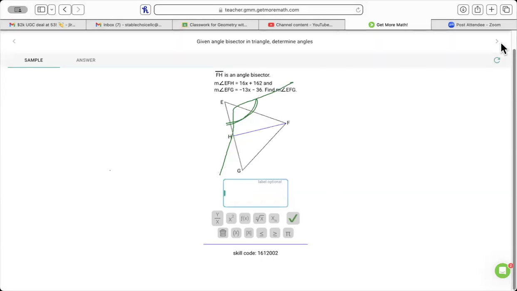Okay, so if you need more help, let's see. It looks like we can do math on this one. We'll do one more. And if you need more help, just schedule a time to get with me. So it says FH is the angle bisector. So we're looking at this angle here. And EFH is this half, is 16x plus 162. And then EFG is the entire piece, is negative 13x minus 36. Find the measure of EFG.